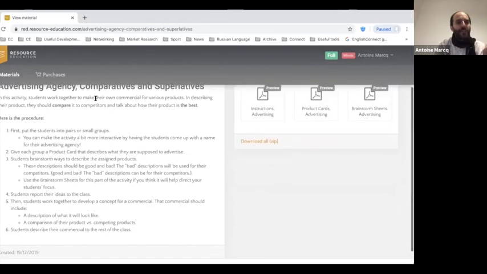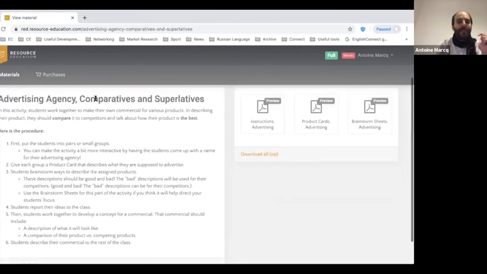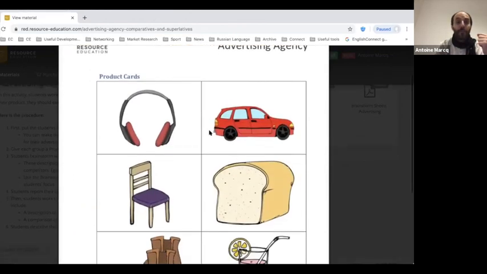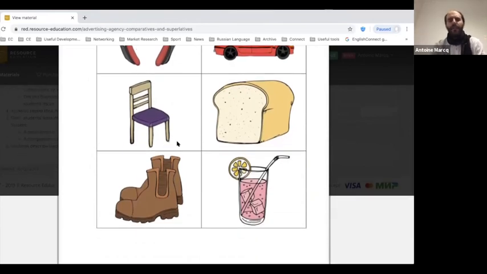So here's the procedure. First, you put the students into pairs or small groups. You can make the activity a bit more interactive by having the students come up with a name for their advertising agency. Each group gets a product card that describes what they're supposed to advertise. These are the product cards. So you've got headphones, a car, a chair, bread. Second time bread comes up today. Shoes and a cocktail.